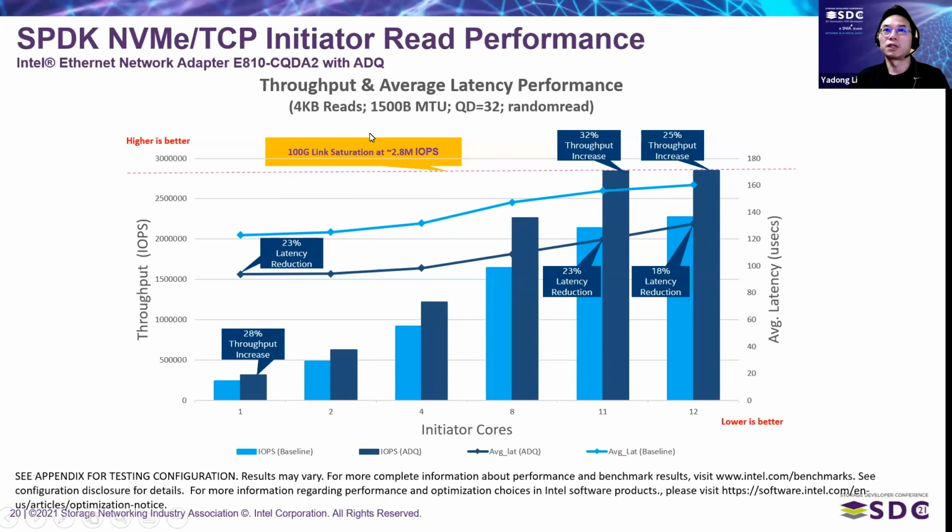So this data, just to be clear, is from a 4K IO read test. Default networking setting is 1500 bytes MTU, and the FIO test is using queue depth 32, and is a random read. Again, the remote target system has Optane drives, so it gives me enough IOPS to saturate this 100 gig pipe. And ADQ shows notable performance improvement here.